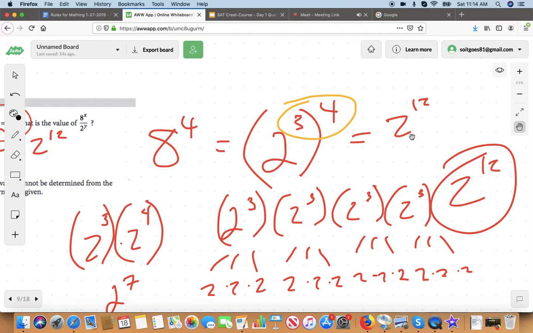Okay, all right. So I don't think I've yet explained why the correct answer is 2 to the power of 12. We're going to get to that. Okay, so let's do that.